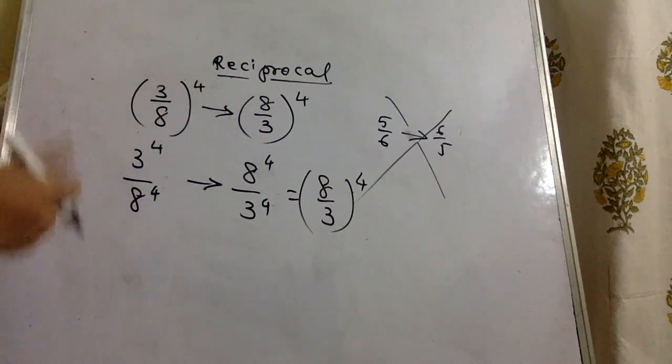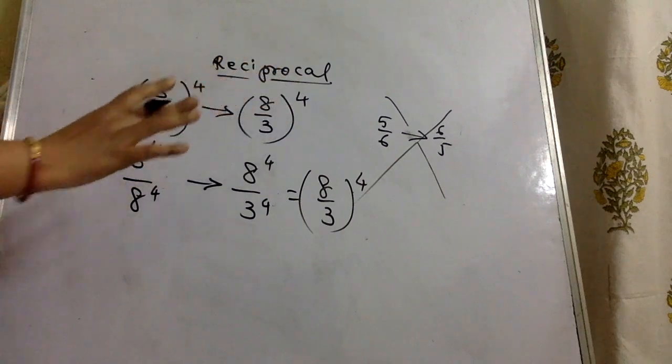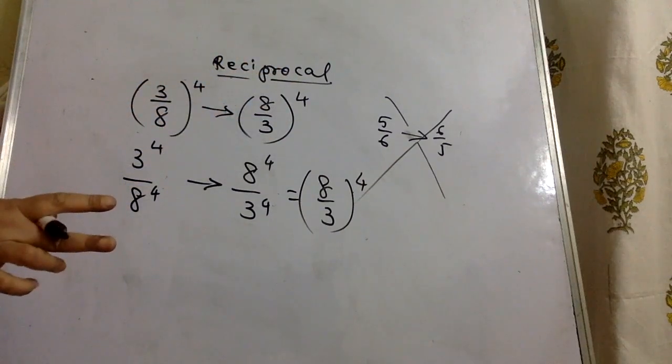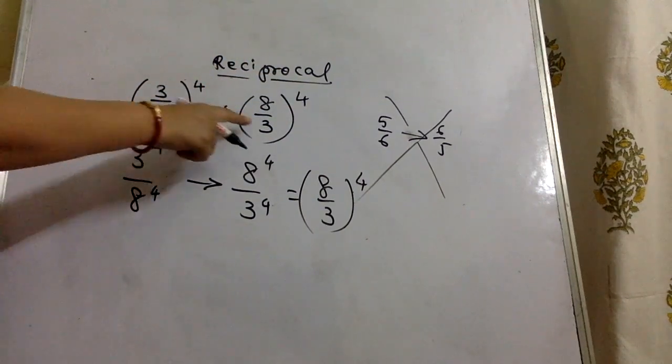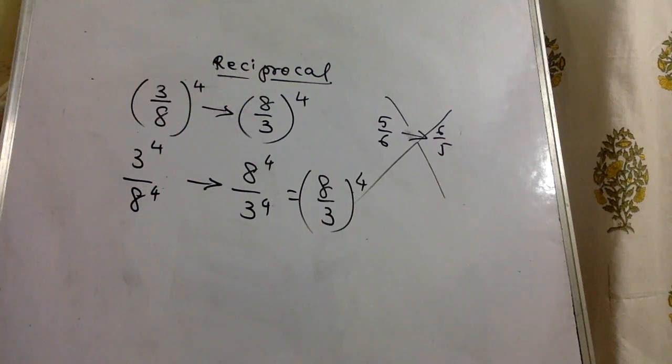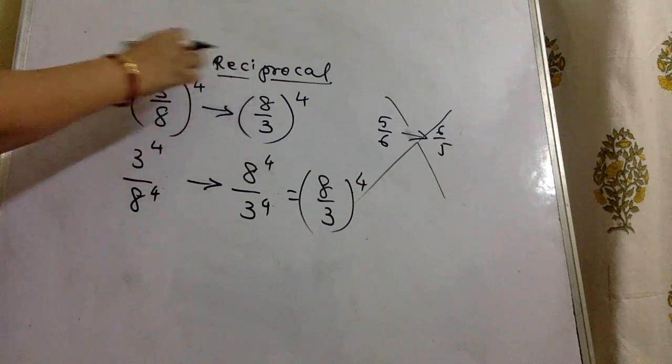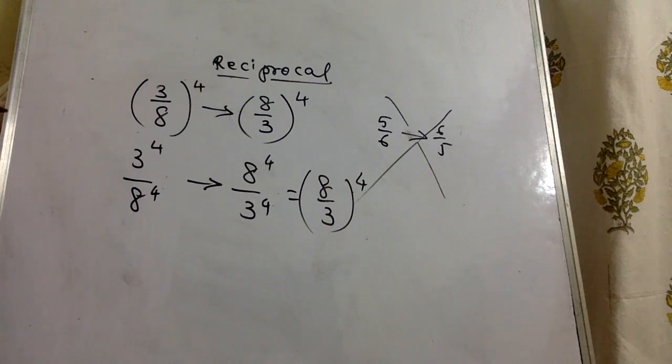So in reciprocal, you don't change the sign of the exponent ever. You don't change the sign of the exponent. All you do is give this a turn. You have to just give this a turn. That is all. Now let me take one more sum where they are asking for a reciprocal.